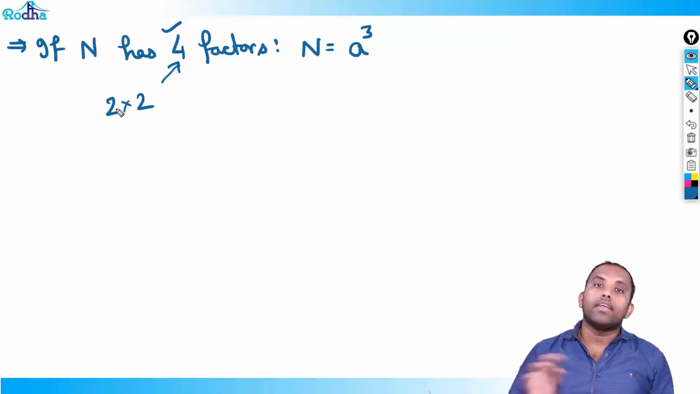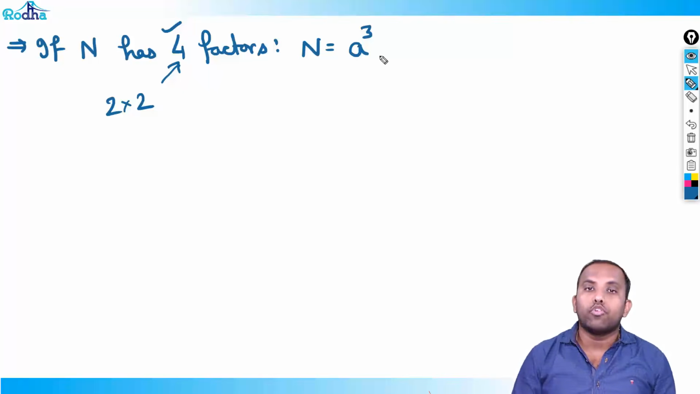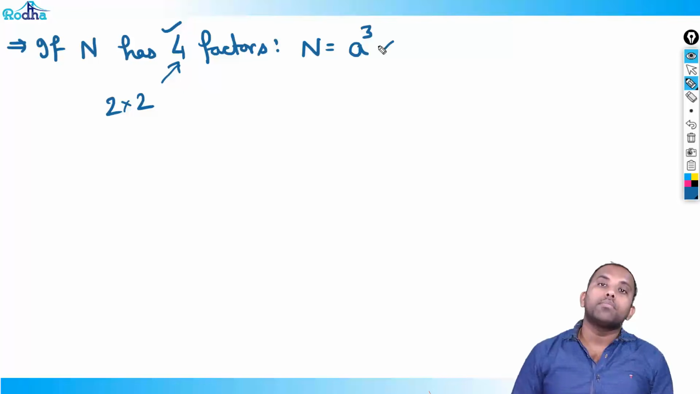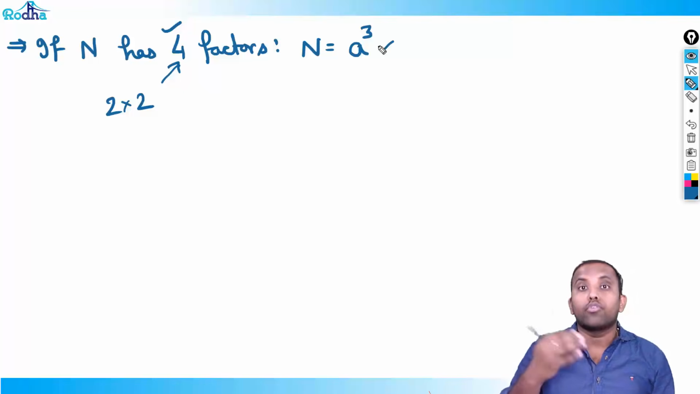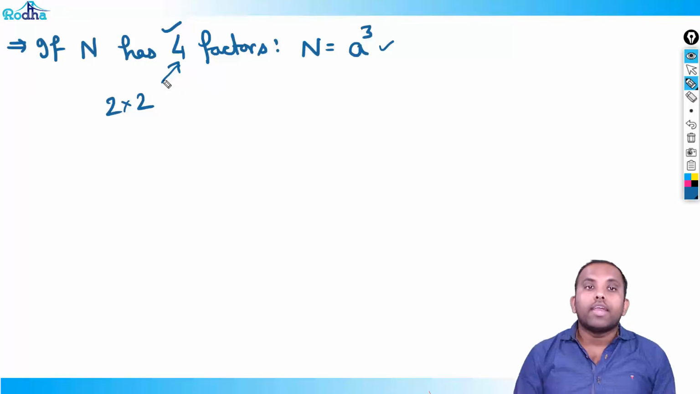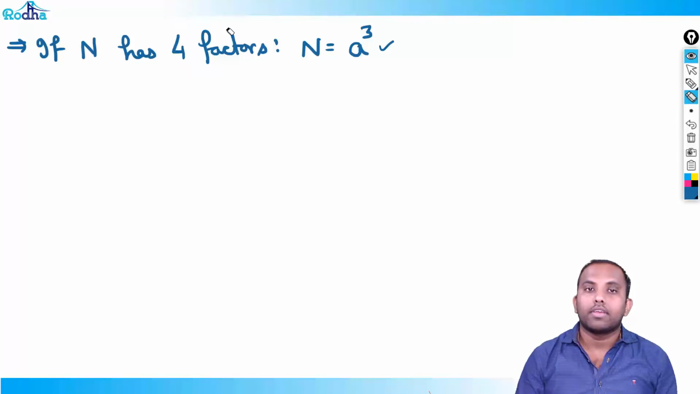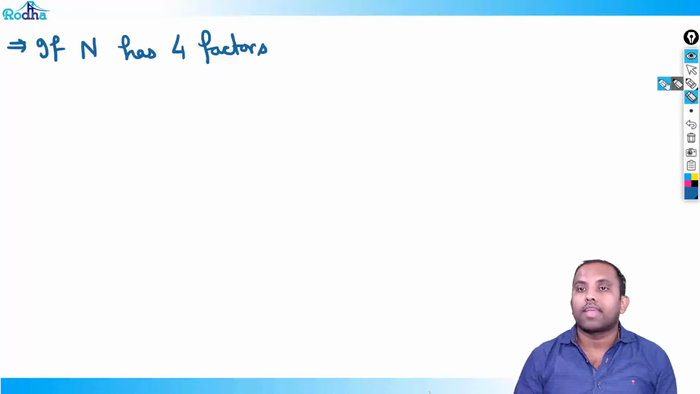That means it is not necessarily only a cube that has 4 factors. Obviously a cube has 4 factors, but it is not the only number. Other numbers may also have 4 factors. So when we can split a number into multiple numbers, we need to take that into account. If n has 4 factors, we should think like this: can it be split or not? Yes, it can be split.